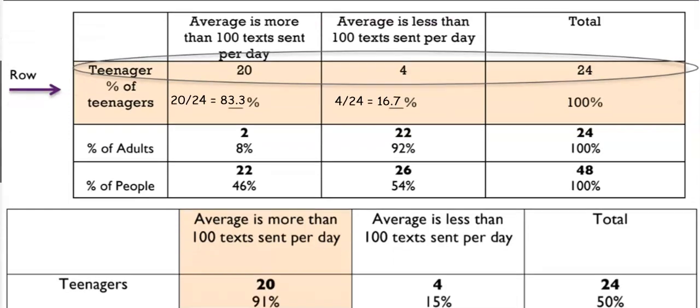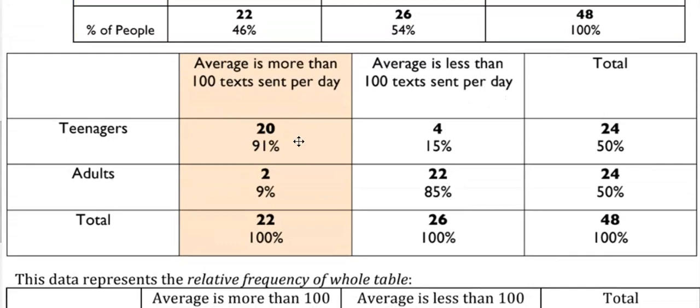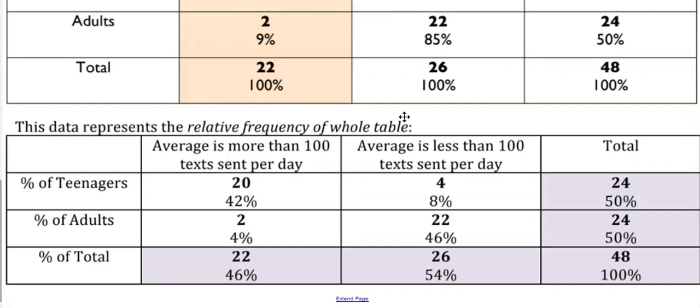Then if you come down here, we want to just look at a relative frequency table by column. That means we're just looking at the people that send more than 100 texts per day. We're ignoring the rest of this. So this tells us that 20 of the 22 people that send more than 100 texts per day are teenagers from her study here. So 91% of those that are sending more than 100 texts per day are teenagers, according to her data. And then we have a relative frequency whole table.